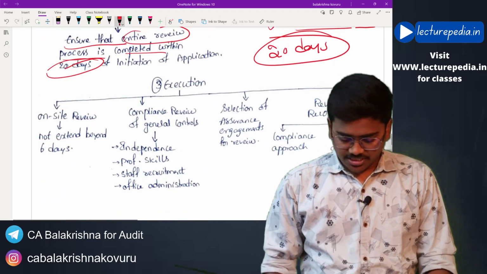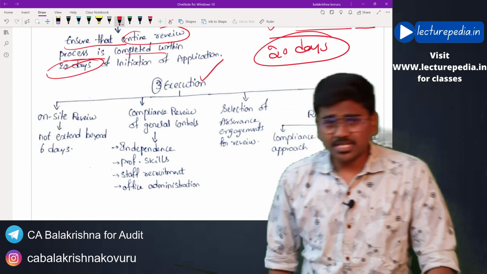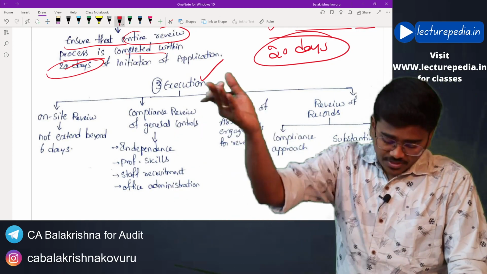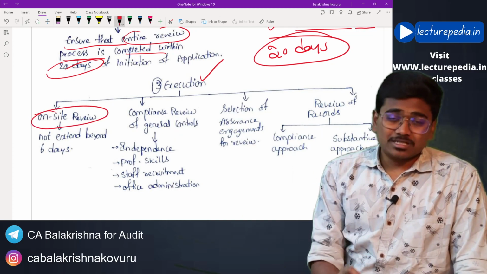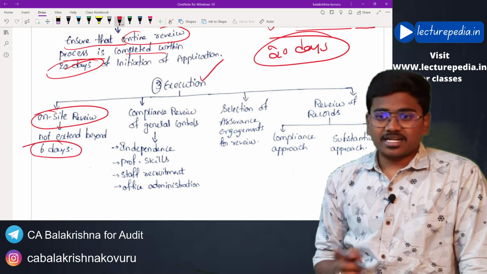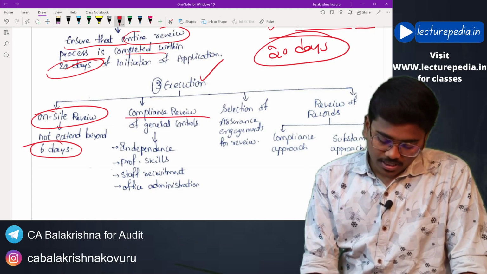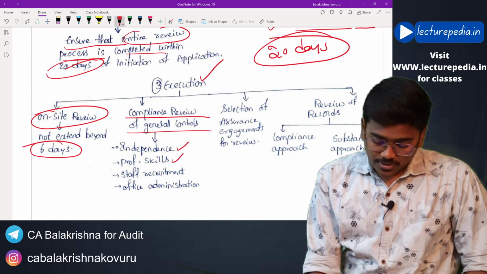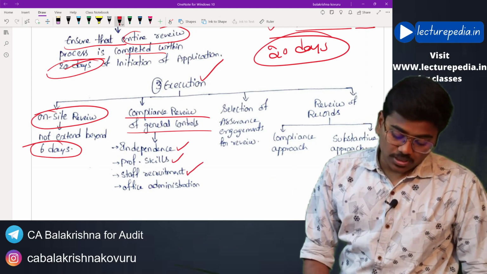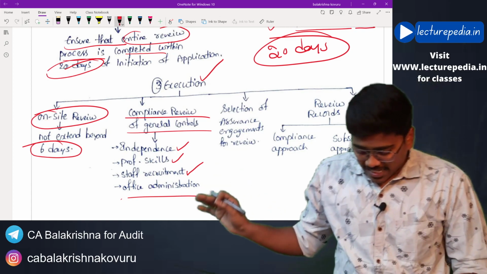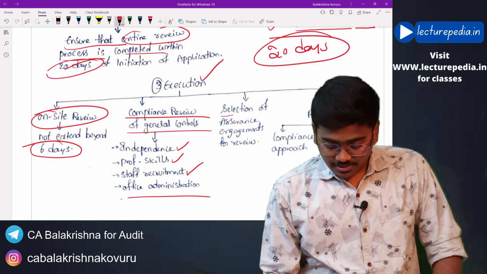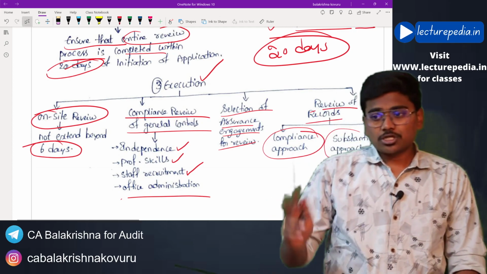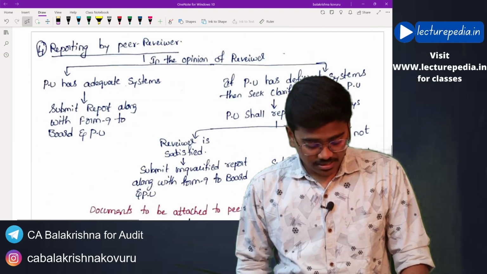Next, coming to the execution stage. First of all, after giving the sample to the practicing unit, after 2 days the peer reviewer will do an on-site review, and this on-site review should not extend beyond 6 days. Earlier it was 7 days, now it is 6 days. And he will perform compliance review of general controls, like whether the practicing unit has independence while conducting the audit, whether they have proper professional skills, and what the policies related to staff recruitment and office administration are. These aspects will be reviewed by the peer reviewer. And then he will select assurance engagements for review. He will review the records either following compliance approach or substantive approach, or both together. This is the execution stage.